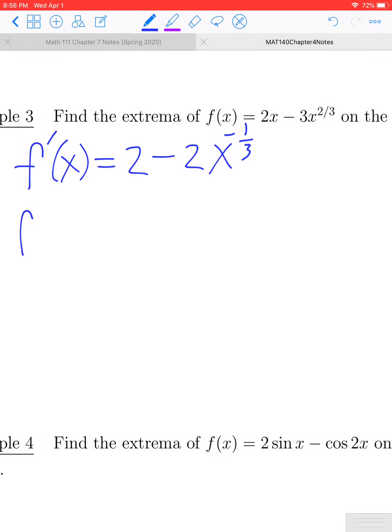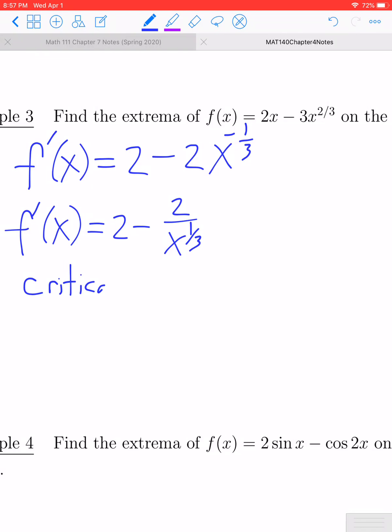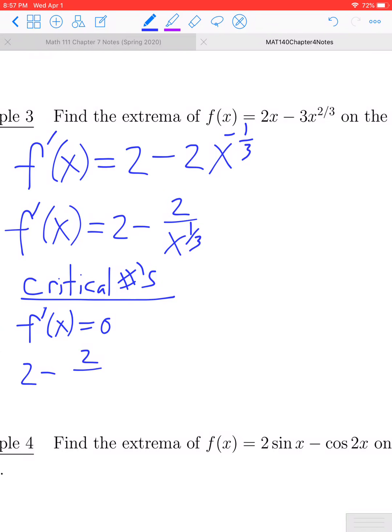If we wanted to, we could simplify it just to get rid of that negative exponent. It would be 2 minus 2 over x to the 1/3 power, or you could even call it the cube root. From here, we're now going to find our critical numbers. We will first look for the critical numbers where f prime of x is equal to 0. So we take the derivative, set it equal to 0.